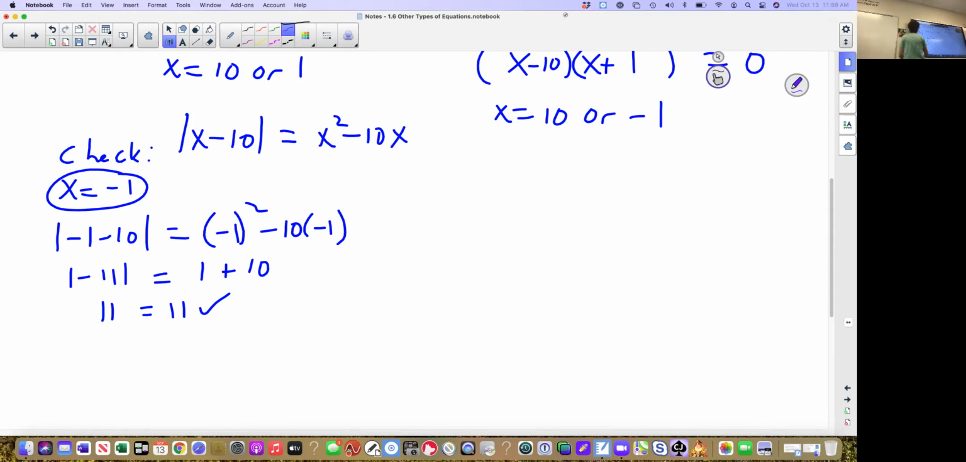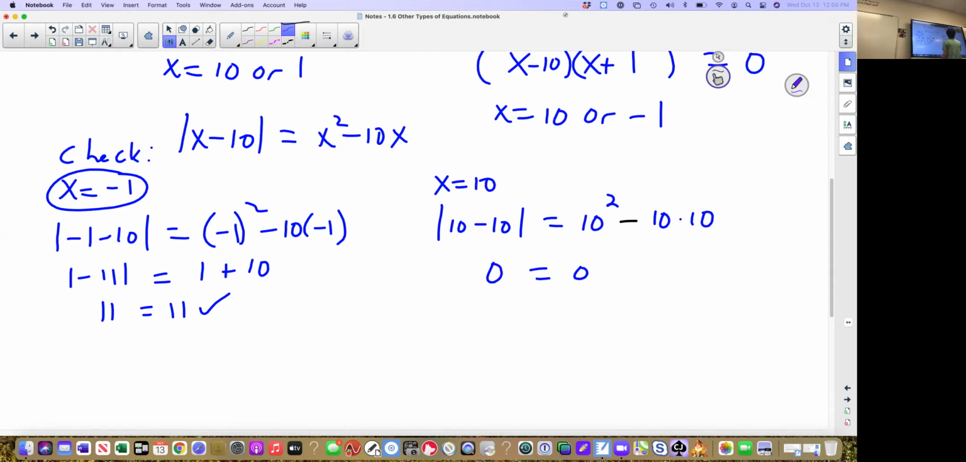Did 10 work? Okay, so let's do 10, because 10 minus 10 is 0, and 0 is 0 either way. Okay, so let's put it in. And then 10 squared minus 10 times 10. So this is 0 is equal to 0, check. Okay, and we know that x equals 1 doesn't work, but let's put it down formally.